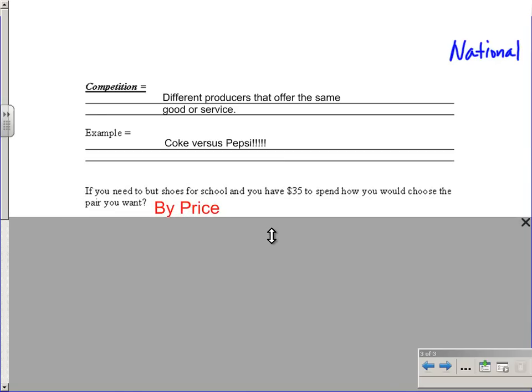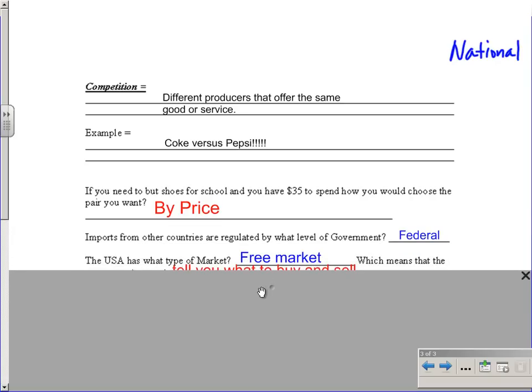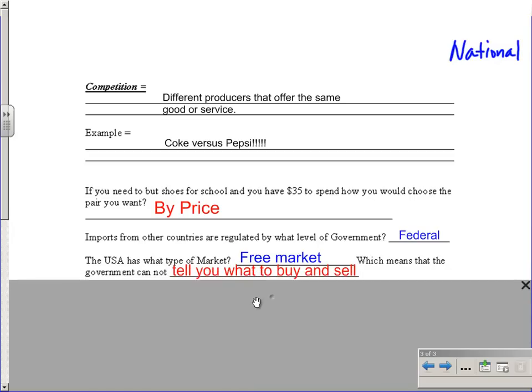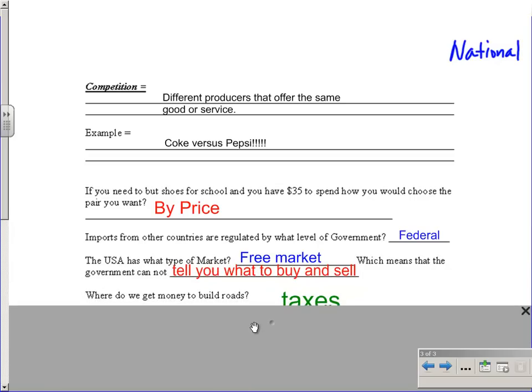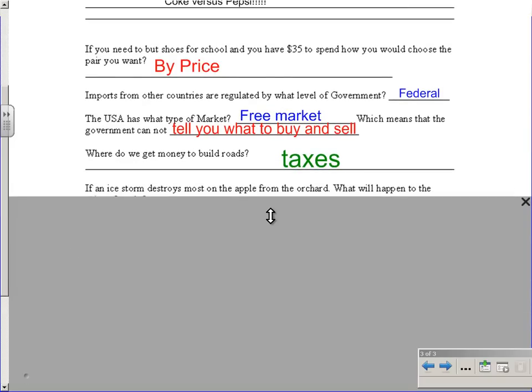If you need to buy a pair of shoes for school and you have $35, how would you choose? By price. Then after that, maybe by looks and comfort, but the first thing is by price. Imports from other countries are regulated by the federal government. The USA has what type of market? It's a free market, which means that the government cannot tell you what to buy and sell. We get our money to build roads and things like that from taxes.